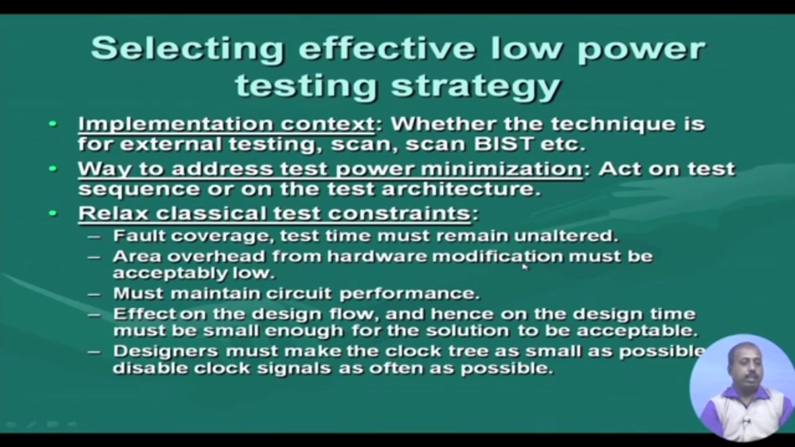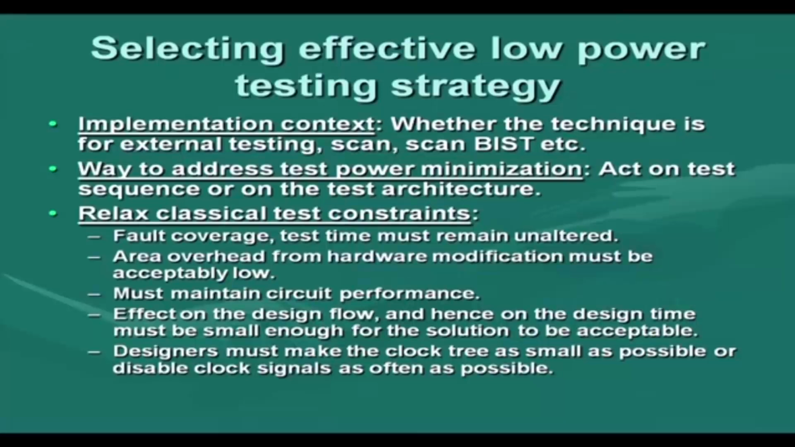So, selecting an effective low power testing strategy becomes a challenge. There may be several angles from which we need to consider it. For example, the implementation context, like whether the technique is for external testing, scan, BIST, etc. Depending on that, we may have different policies. For BIST we have seen that there are a number of strategies. For external testing based on ATE, we have seen a number of strategies. For scan environment and non-scan environment, the test vector ordering problem changes. So that way the cost function for power minimization will get affected.